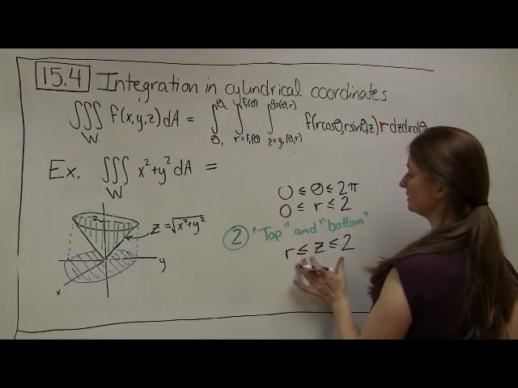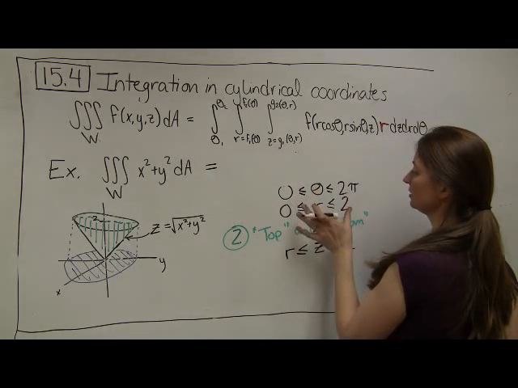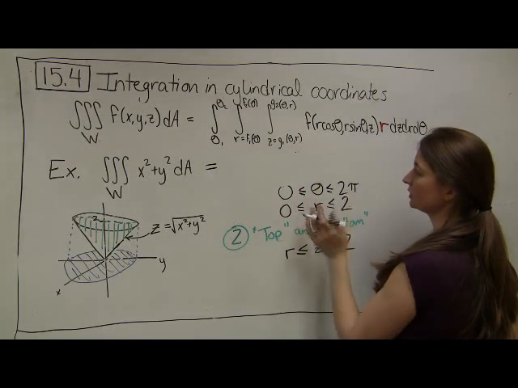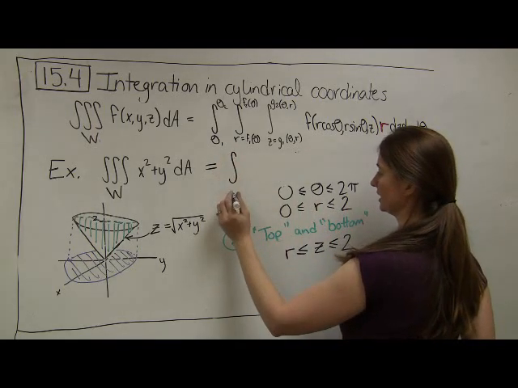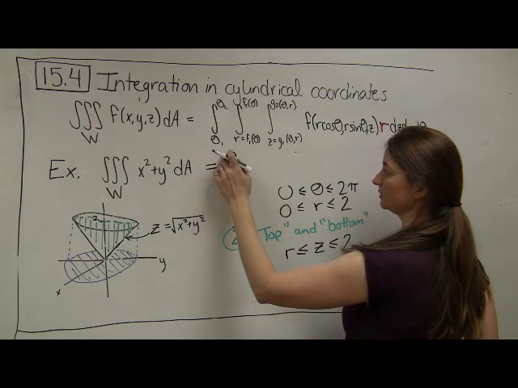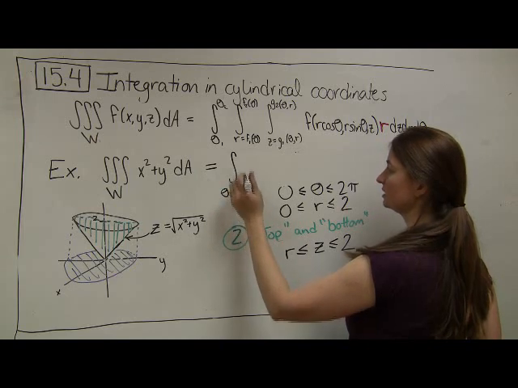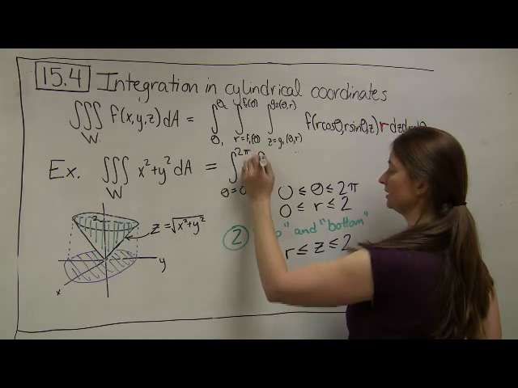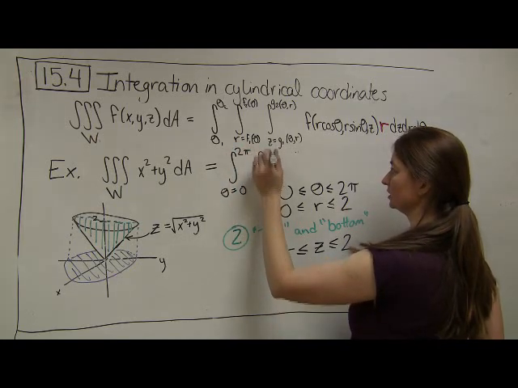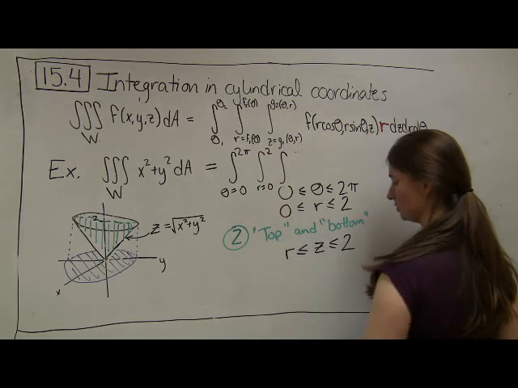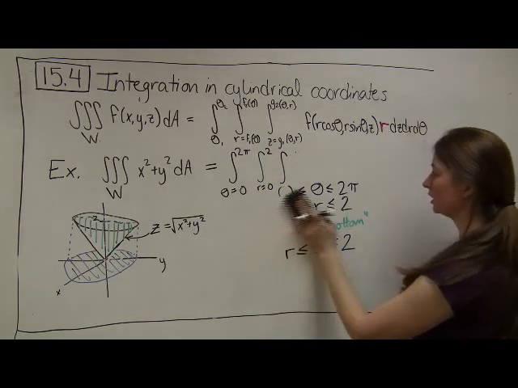I want to make sure I write them in the right order. I'm going to start with theta on the outside and then go to r. These are both constants, so it's not going to matter what order they go in, other than the fact that we need constant terms on the outside. So theta is going from 0 to 2 pi. R is going from 0 to 2. Z is going from r to 2.